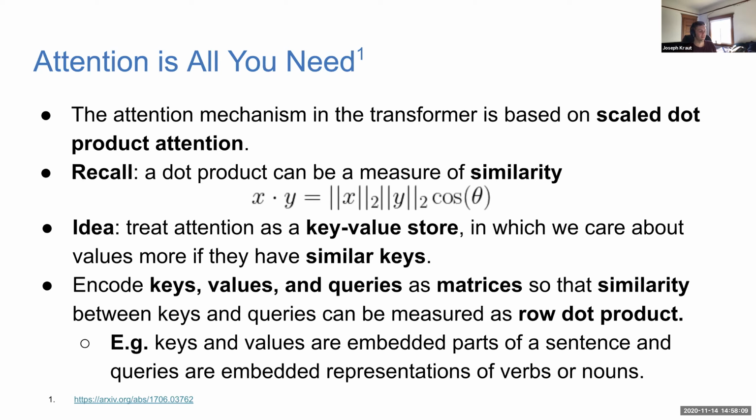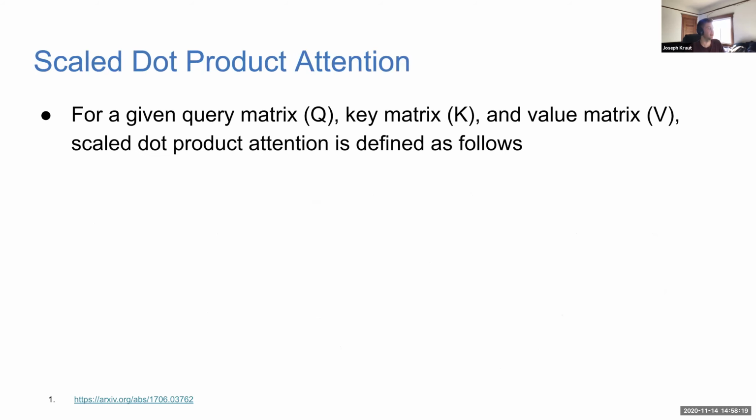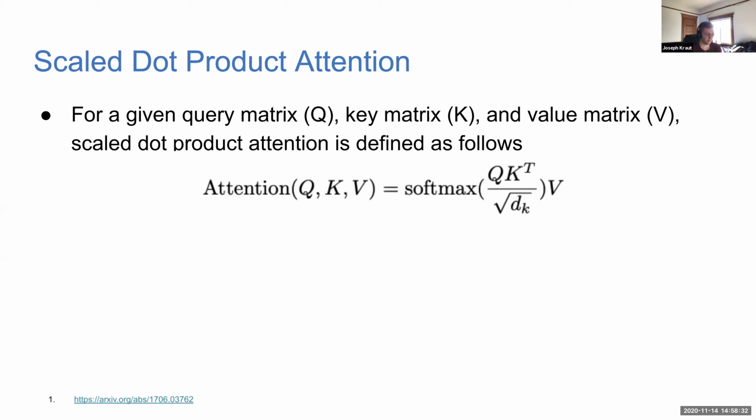Transformers are used a lot in natural language processing. That's why I'm using the example of sentence representations here. So now let's get more into the math. For a given query matrix Q, key matrix K, and value matrix V, scaled dot product attention is defined as follows. And this is kind of where the transformer starts to get a little complicated. Let's break down what we're looking at into pieces.